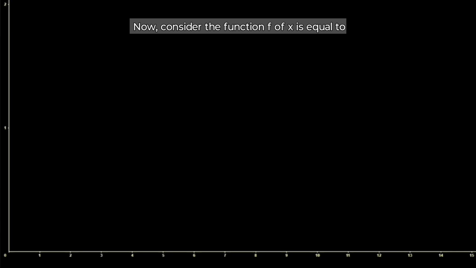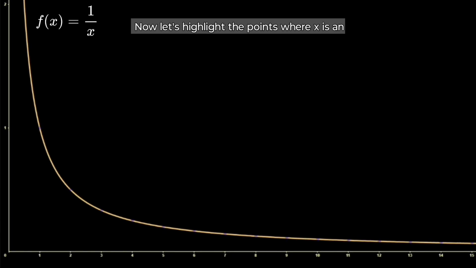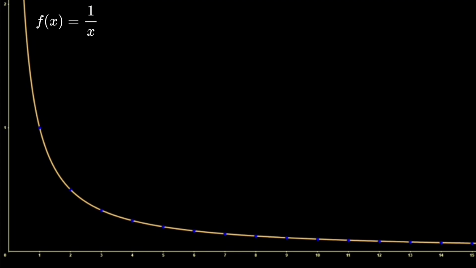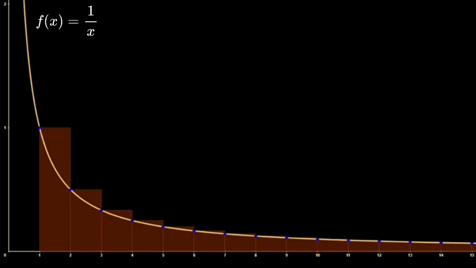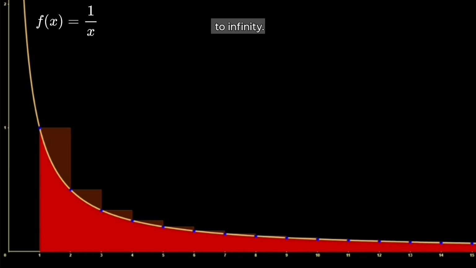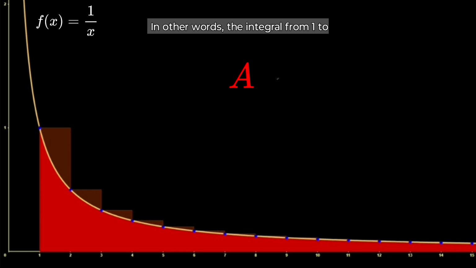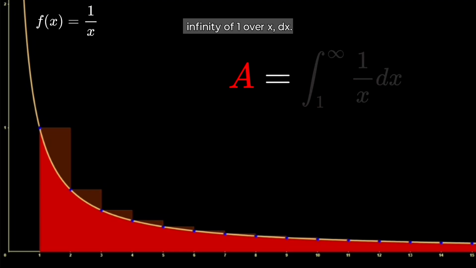Now, consider the function f of x is equal to 1 over x. Now let's highlight the points where x is an integer. Then draw rectangles for each height of every blue dot with a base of size 1. Next, consider the area under the curve from 1 to infinity. In other words, the integral from 1 to infinity of 1 over x dx.